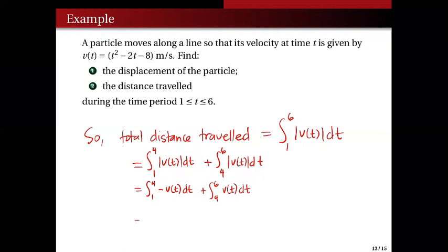So if we do this, we have the integral from 1 up to 4 of the quantity. You have a negative here, so you multiply this expression by negative 1. You will have minus t squared plus 2t plus 8 dt, then plus the integral from 4 up to 6 of t squared minus 2t minus 8 dt.